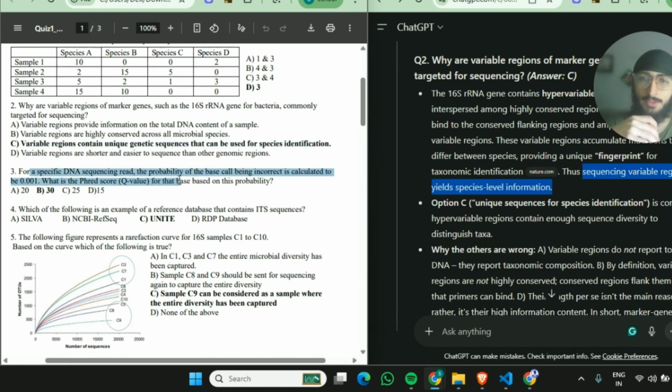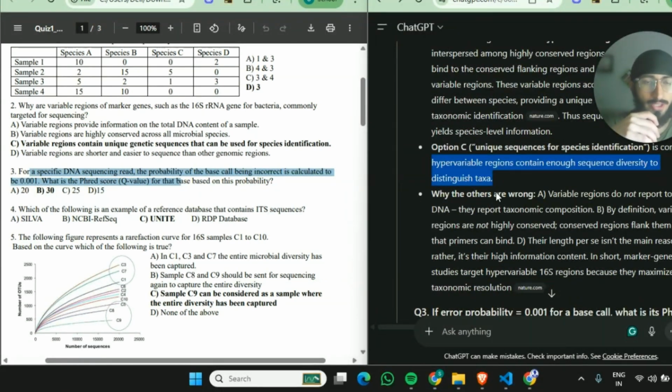Now, for a specific DNA sequencing, let us complete this. Option C, unique sequences for species identification, is correct. Hypervariable regions contain enough sequence diversity to distinguish taxa. Why are the others wrong? Because of the option that variable regions provide information on total DNA content of the sample. Variable regions do not report total DNA, they report taxonomic composition.